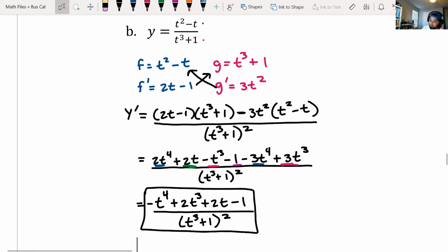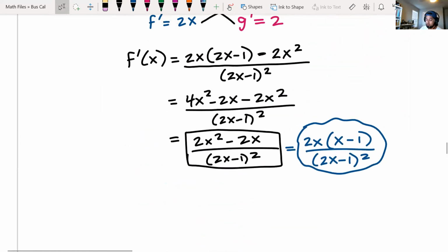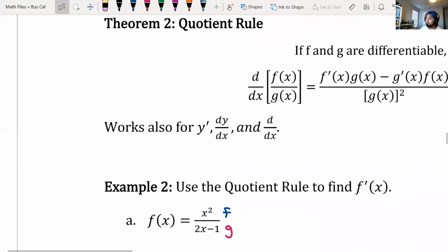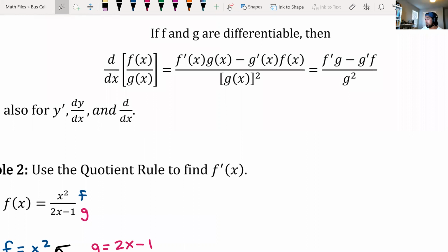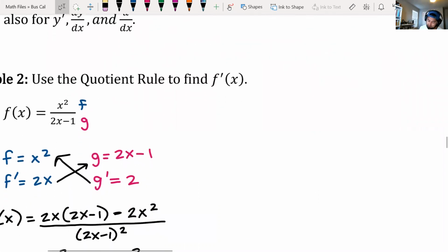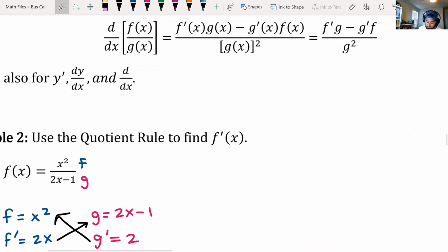One quick question, Professor. Go ahead. How did we get the t cubed plus 1 to the second power on the denominator? That is just by the quotient rule. Look at the denominator for the quotient rule. Gotcha. So it's just by the formula. The original denominator will always be squared. So we do nothing with the numerator when we get to that point.